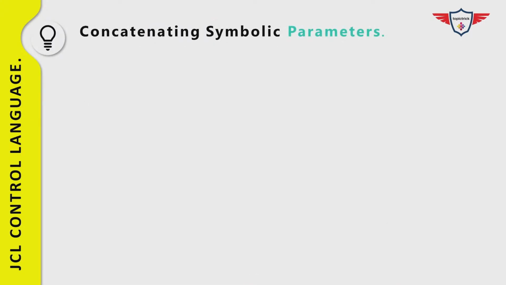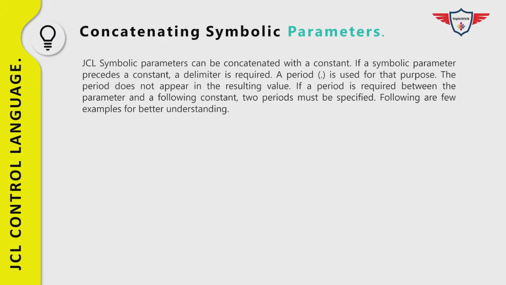Now let's focus on how to concatenate symbolic parameters with constant values or with other symbolic parameters, and how you can use symbolic parameter concatenation to generate various DD statements or execute statements in your catalog or instream procedures. As you know, symbolic parameters can be concatenated with any other symbolic parameter, constant, or text. If you want text to appear immediately after a symbolic parameter, you must code a period as a delimiter between the symbolic parameter name and the text that follows it.